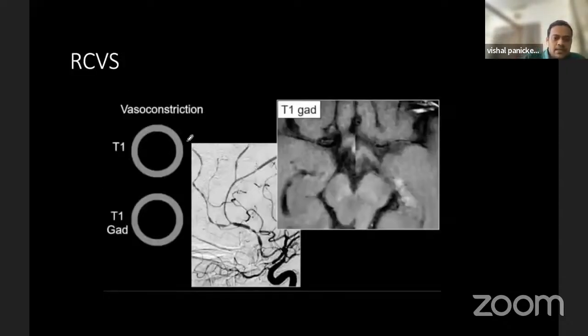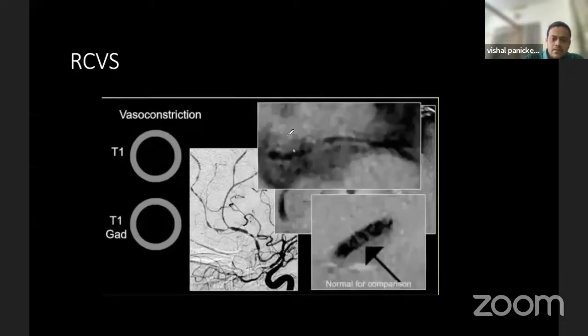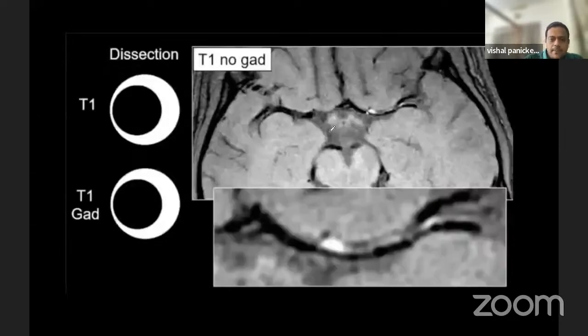Coming to vasoconstriction, in patients with vasoconstriction, this is an MRI. This is a DSA showing a patient with reversible cerebral vasoconstriction syndrome. In vessel wall imaging, there is narrowing of the vessel, and there is luminal narrowing with thick vessel walls, and there will not be any contrast enhancement. This is a normal vessel wall imaging for comparison. This shows a thickening of the vessel wall with narrowing of the lumen, suggestive of vasoconstriction.